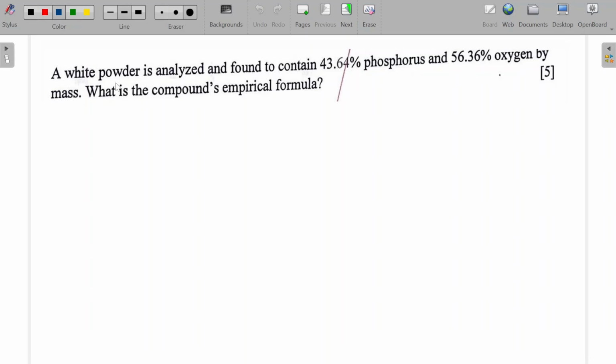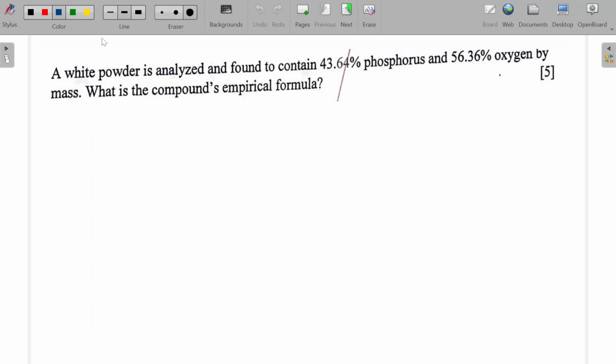So our first question of today says that a white powder is analyzed and found to contain 43.64% phosphorus and 56.36% oxygen by mass. What is the compound's empirical formula?